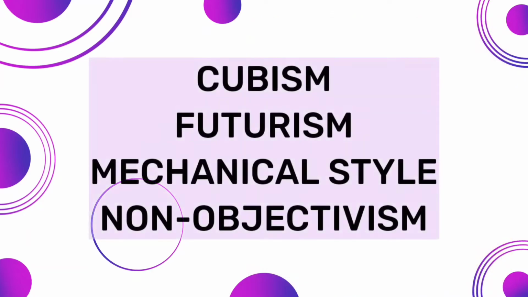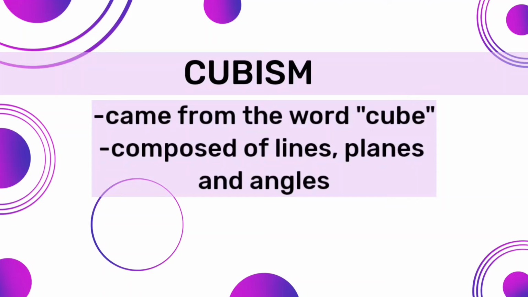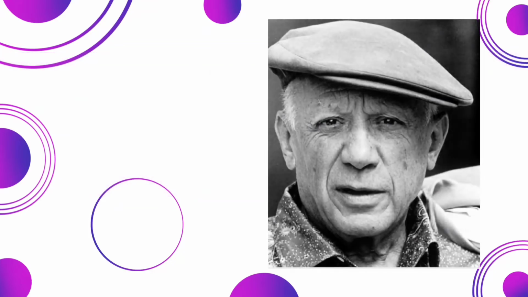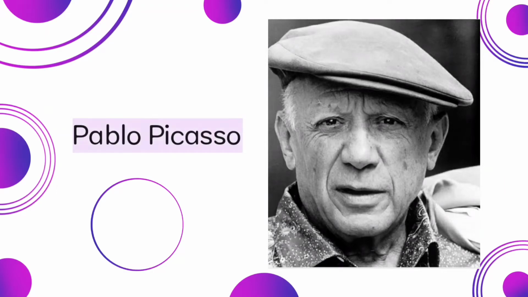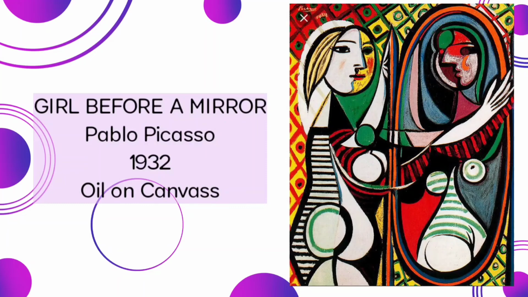There are four groups under abstractionism. The following styles are called Cubism, Futurism, Mechanical Style, and Non-Objectivism. Cubism came from the word cube, a three-dimensional geometric figure composed of strictly measured lines, planes, and angles. The most popular Cubist artist is Pablo Picasso. And here is an example of his painting entitled Girl Before a Mirror.